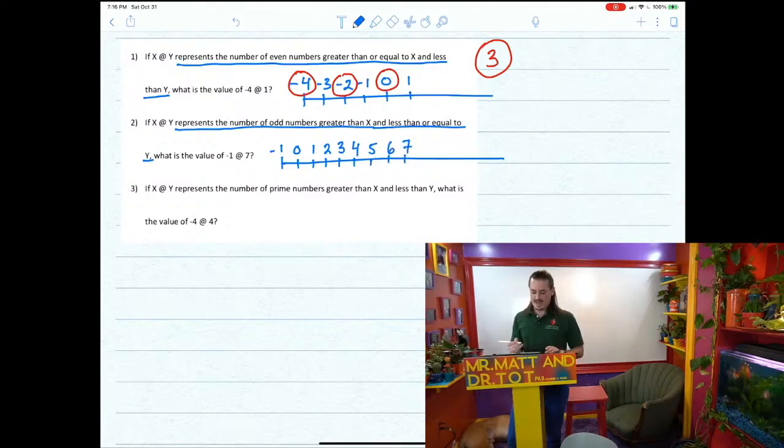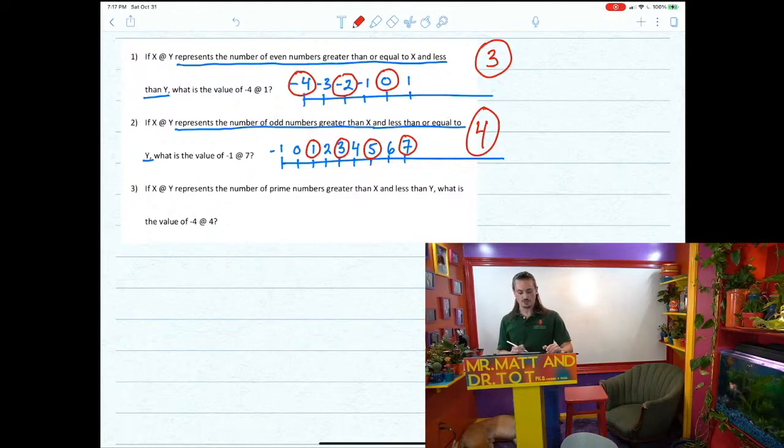Now it has to be greater than x, so we can't count the left-hand value, which is -1, but we can count the 7 because it can be less than or equal to y, less than or equal to +7. So we can't count -1. The next odd number would be +1, then +3, then +5, and lastly we can count +7 because the domain is inclusive to +7. It's inclusive to y. So we have 1, 2, 3, 4 values, 4 odd values greater than -1 and less than or equal to +7.